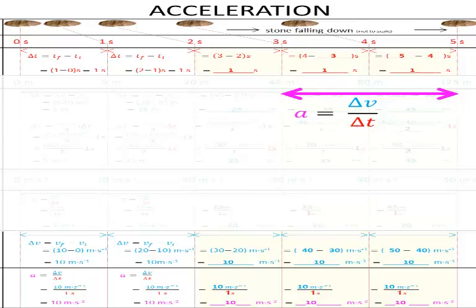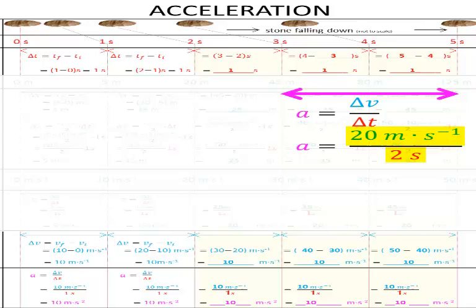So what's the acceleration for this interval? Acceleration equals delta v divided by delta t. The change in velocity for that interval is 20 meters per second and the interval lasts 2 seconds. 20 meters per second per 2 seconds is the same as 10 meters per second per 1 second, 10 meters per second squared. So notice that no matter how we choose our interval, you will still find that the acceleration is 10 meters per second squared for this particular motion.